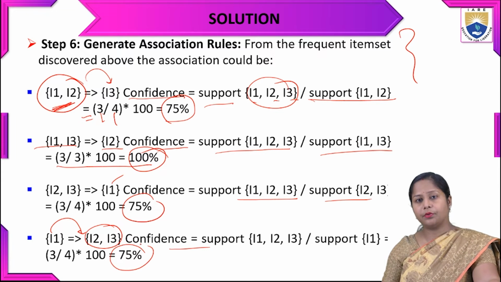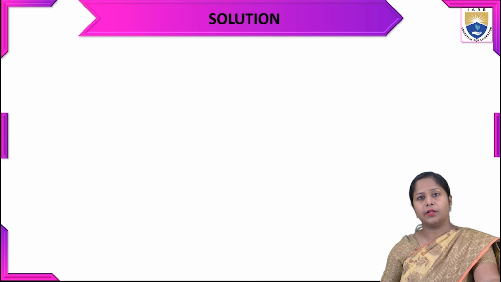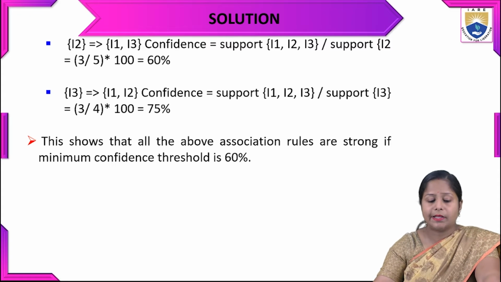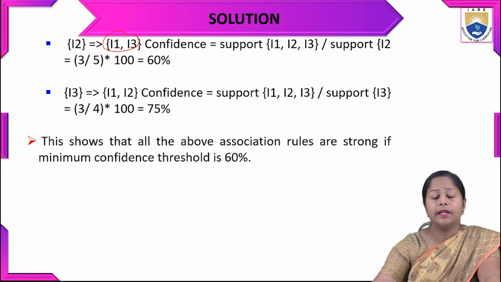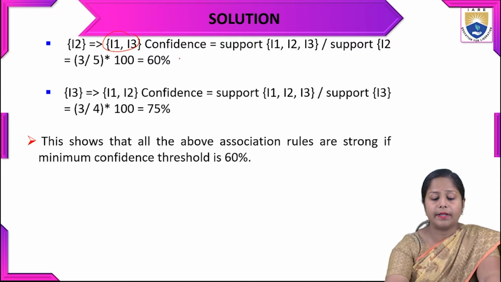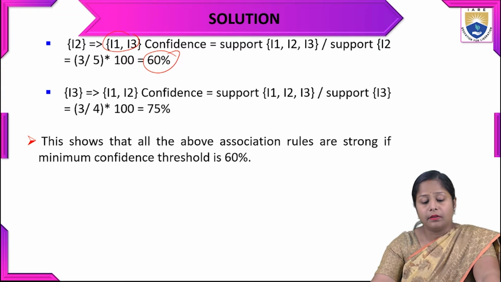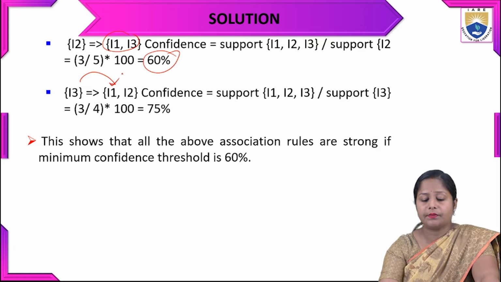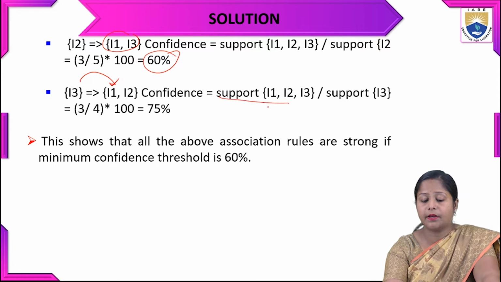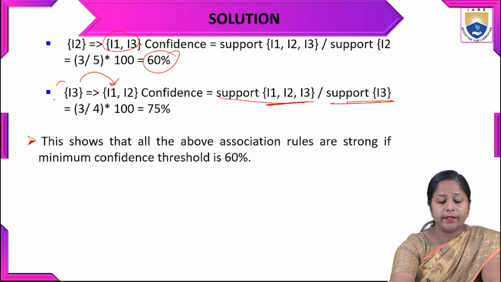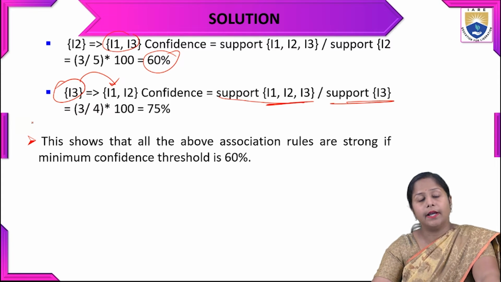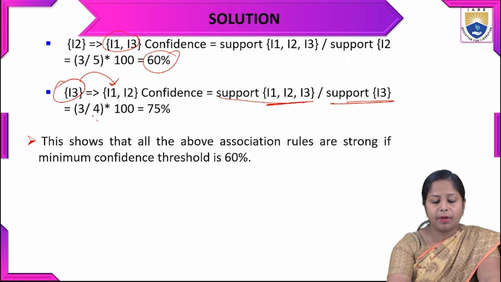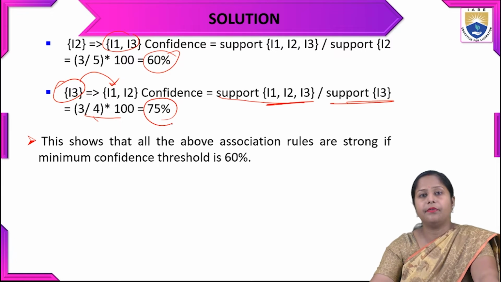So these are 4 rules, and there are other rules also. So 2 other rules are there. I2 depends on I1, I3. The confidence for that is 60%. Now I3 depends on I1, I2. We calculate the confidence on the basis of all items divided by the support of I3, because we are finding I3 depending on the other items. So that will be 3 by 4 into 100, that will be 75%.